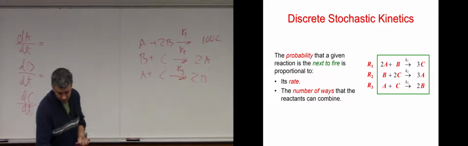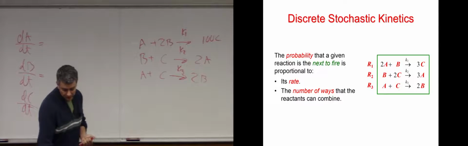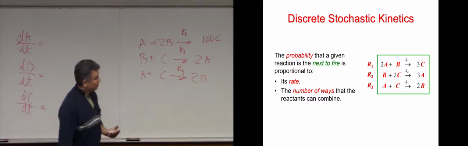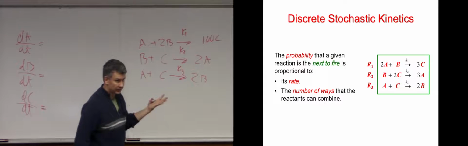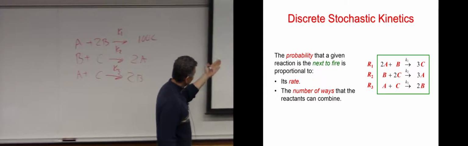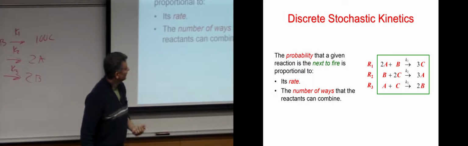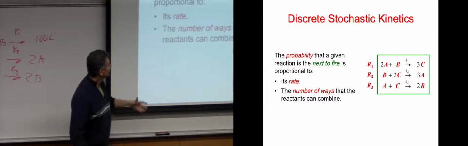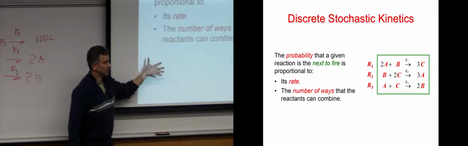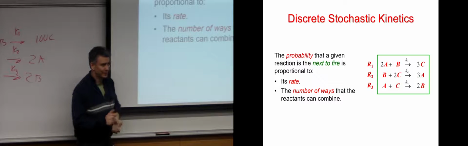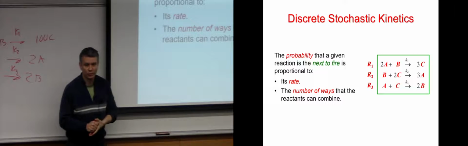But to step through this a bit, how does the probabilistic method work? Well, for a given set of reactants like this, we're going to compute the probability, and the probability is going to be proportional to two things. The rate constants, K1, K2, and K3, as well as the number of ways that the reactants can combine. So what do I mean by that? Or can anyone guess, what is the formula going to be?